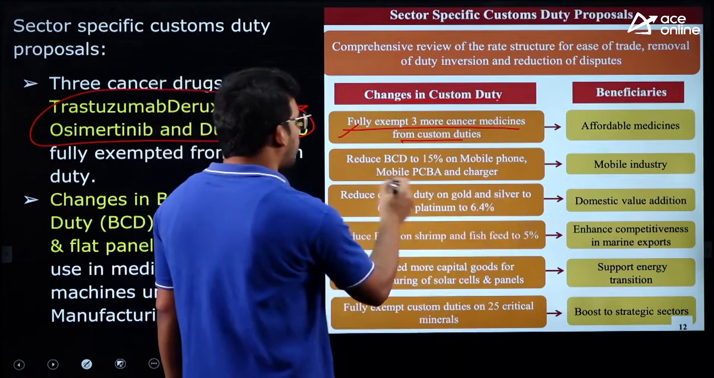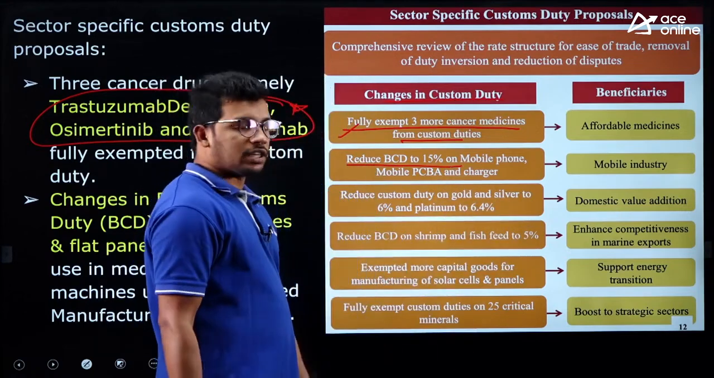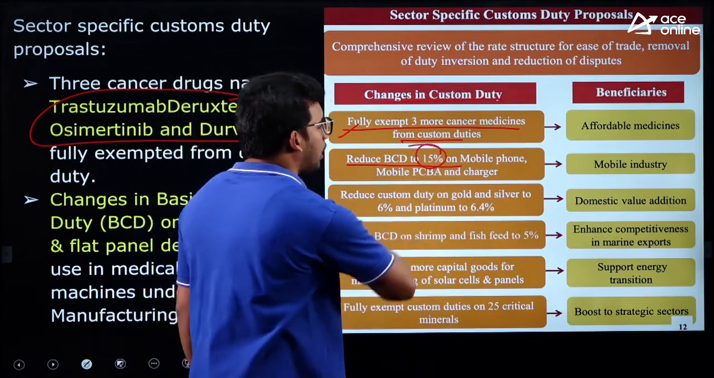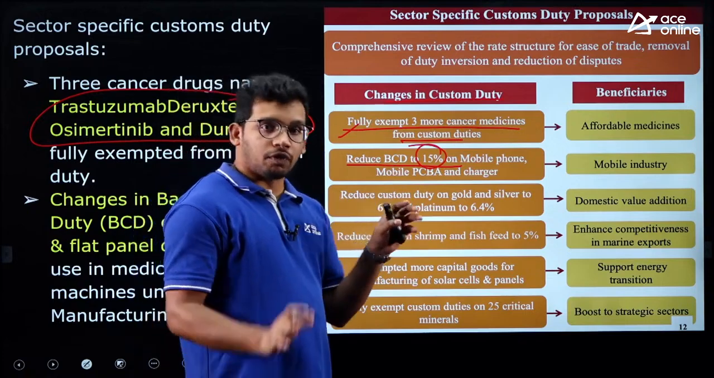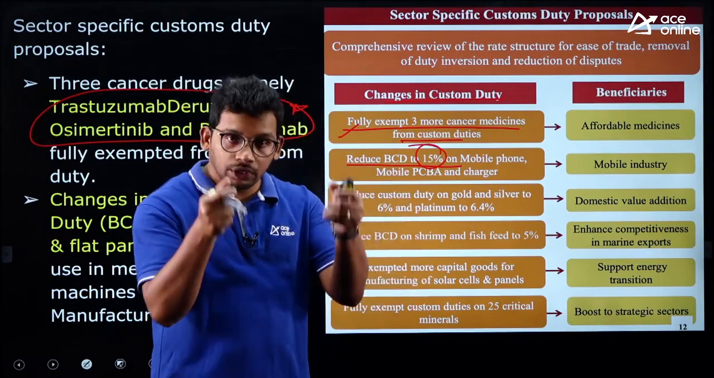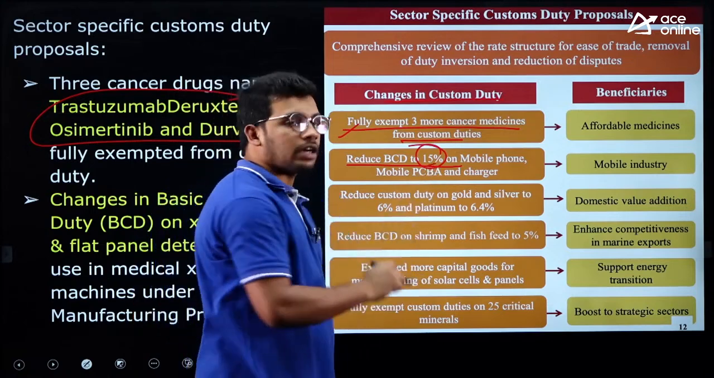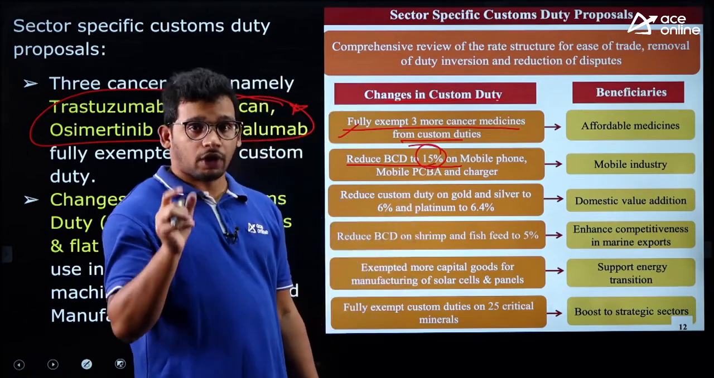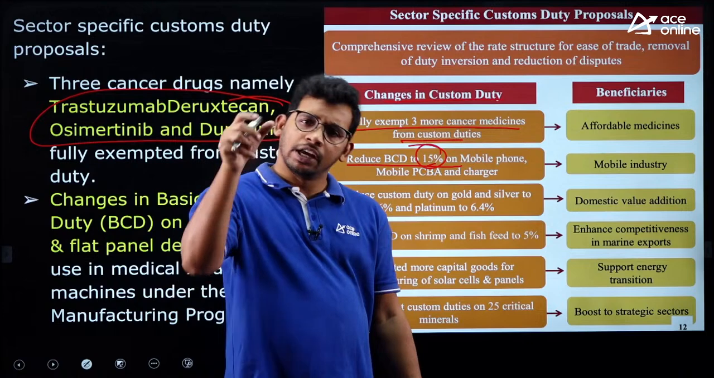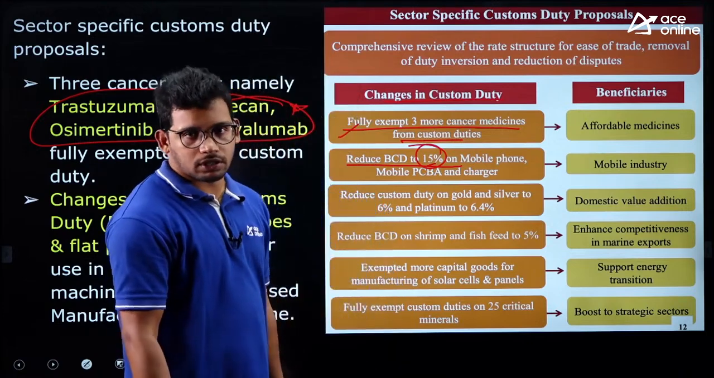Next one related to the mobile industry, reduce basic custom duties to 15% on mobile phones and chargers. So whatever like iPhone and all, they are going to get less cost now, right. At least 15% custom duties they are going to reduce. So iPhones, whatever the imported phones are there, their cost is going to reduce, right.